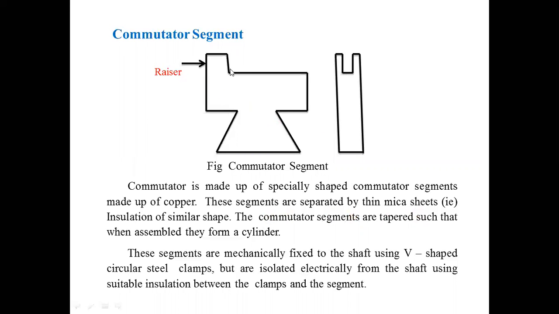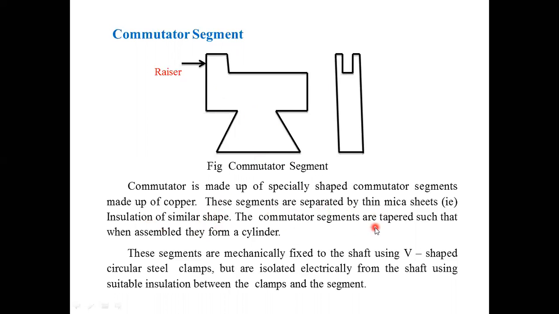If you observe, this is one segment. Next, another segment is also attached with a mica insulation. Why? Because they should not make any contact. Because the current is to be separated in each segment. Therefore, in between the commutator segments, mica insulation has been used. These segments are separated by thin mica sheets of insulation of similar shape.